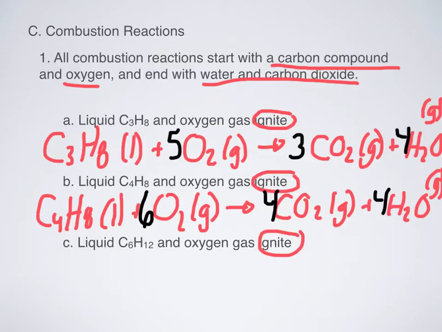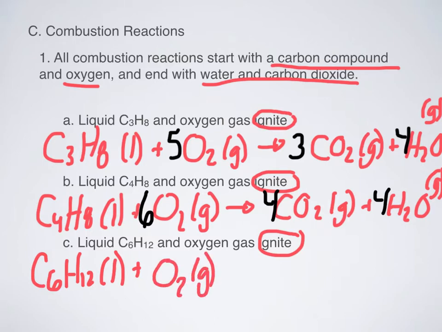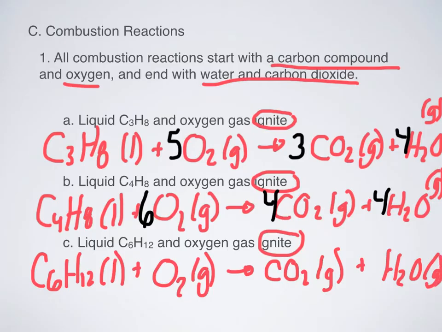All right, last one. So I've got liquid C6H12, and I've got myself some oxygen gas igniting. So that means I'm going to be making CO2 and water again. I've got CO2, I've got my water, and now all I really need to do is balance my equation. All right, so when I balance this, I should put a 6 here, and a 6 here. That should add up, and then I need to worry about my oxygens, and so that'd be 18, so that'd be a 9 here for my balanced equation.